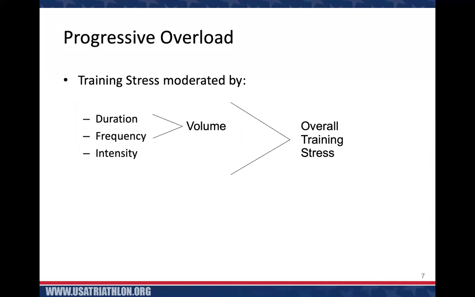When we look at progressive overload, we can see that training stress is moderated by a few things: duration of the workout, frequency of training across the cycle, and intensity. When we take duration of any given workout plus frequency, that gives us our total volume. When we add intensity to that, that gives us our overall training stress.